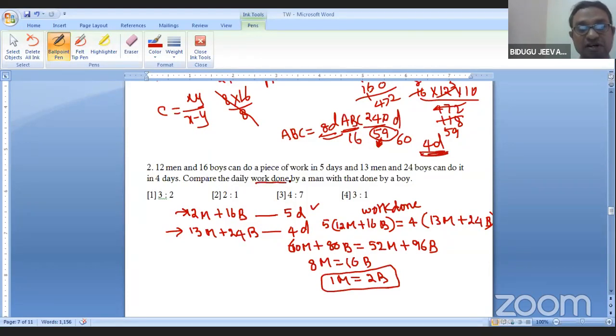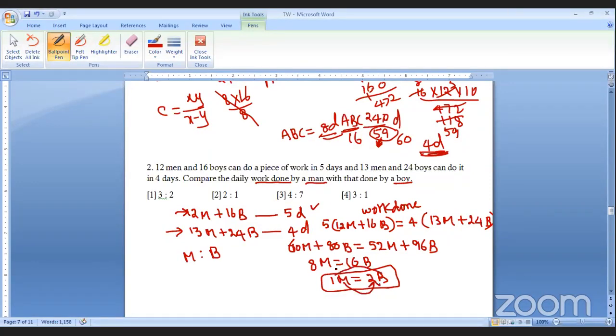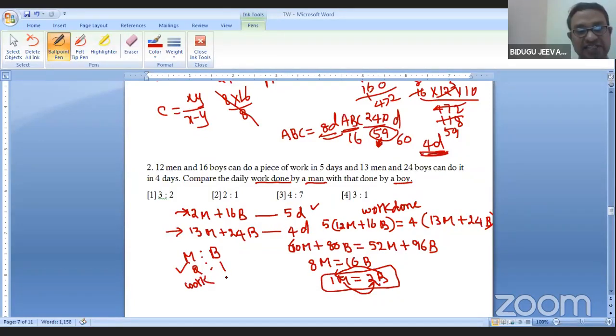Compare the daily work by a man with that of a boy. So what is the relation? Men and boy ratio is what? Man is equal to 2, boy is equal to 1. So if a man does 2 works, a boy can do only 1 work. Is it right? Compare the work. We are doing work done. I hope you are following. This is pure practical. Is it right?